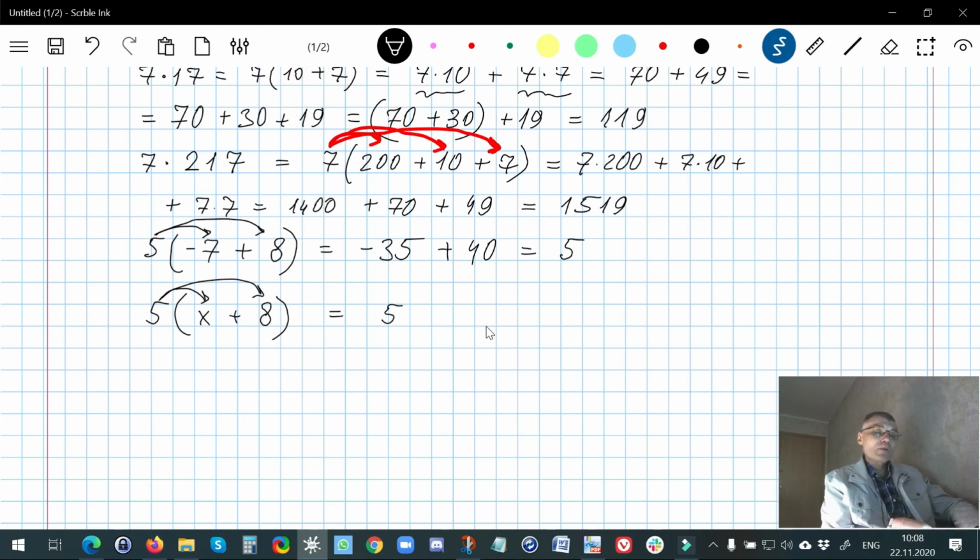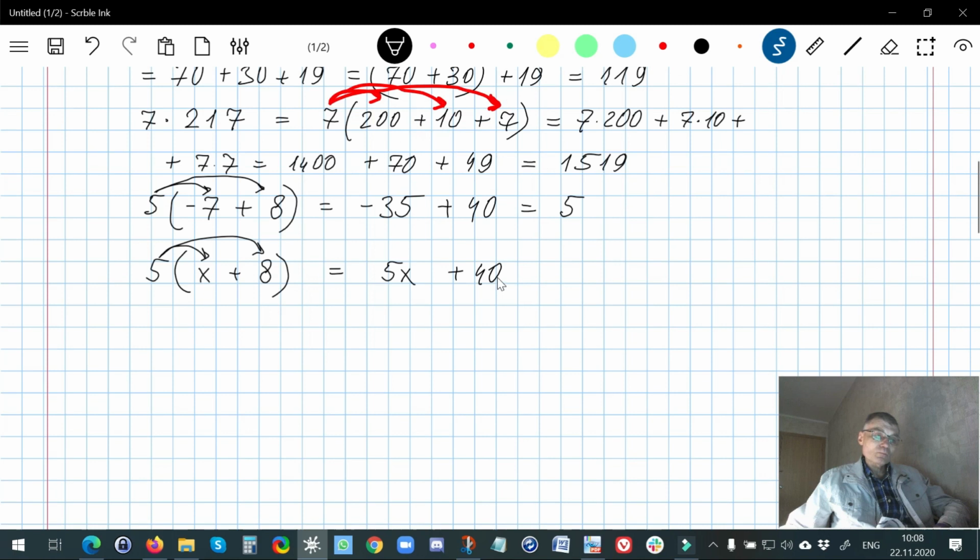First, I multiply 5 by x, getting 5x. And then I multiply 5 by 8, getting 40. That is it. That is my result. And it's exactly this last thing which we are after, because we are talking about monomials, about polynomials.